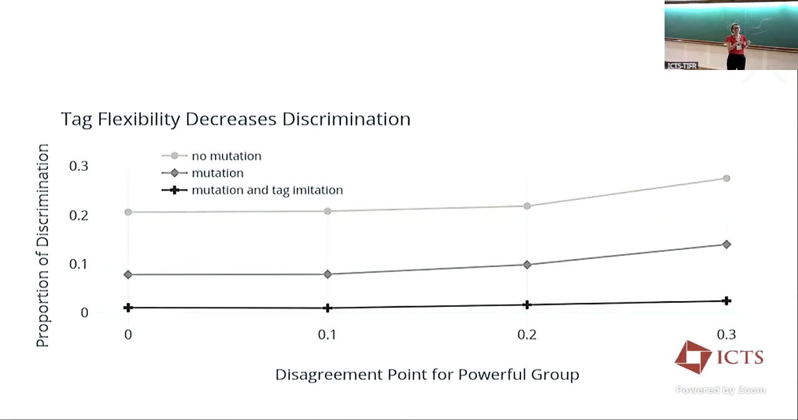Once we add just mutation, just people randomly flipping tags, that drops off quite a bit, and we get about 8% of the time with a little bit of a power effect. And once they start randomly flipping tags and then imitating successful tags in their group, as well as successful strategies, we get basically no discriminatory behavior ever emerging in this model. So this supports this idea that flexibility in tags helps disrupt inequity in this type of model.